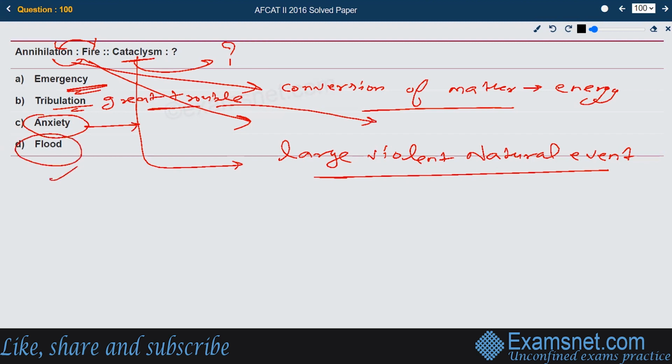Flood, yes, flood can be the right answer, because cataclysm is the result of flood. A large violent natural event can be flood. If flood occurs, there can be a large violent natural event causing some damages, causing some mishappenings. So yes, the right answer is flood. It causes a large violent natural event. So that is the right answer, option number D.